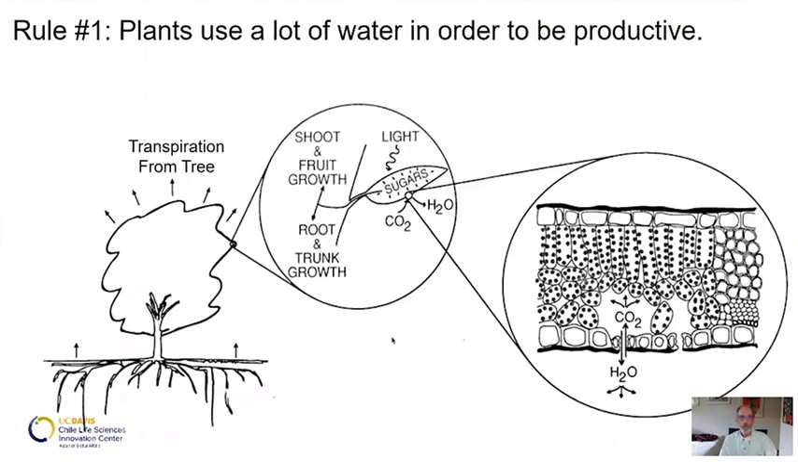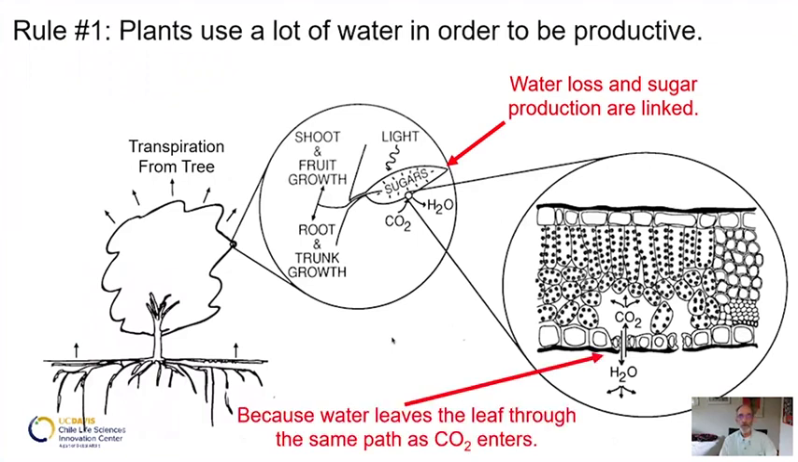One rule that is important to keep in mind is that plants use a lot of water in order to be productive. The sugar that's produced in leaves requires a lot of loss of water, and the reason why is because leaves lose water through the same openings that carbon dioxide has to be taken up through in order to produce the sugars in the first place.